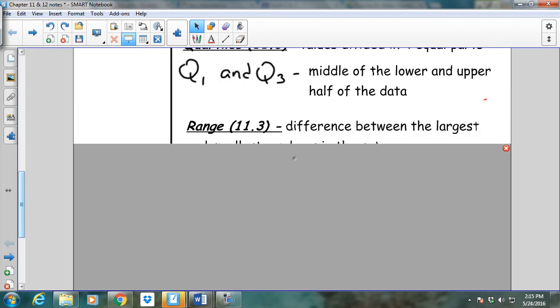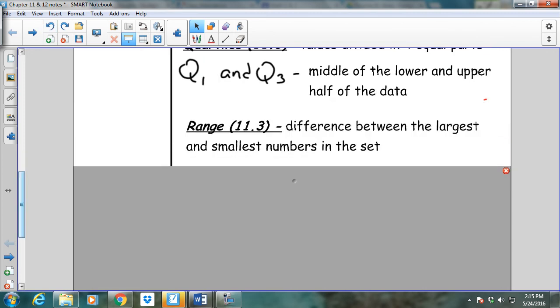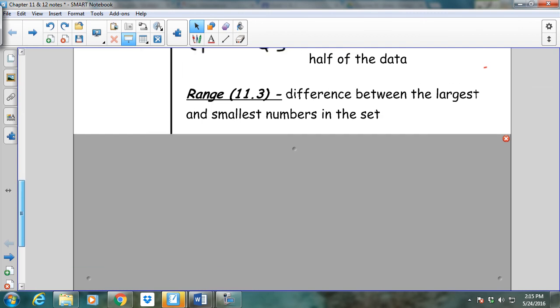So the range, pretty easy to understand, is the difference between the largest and the smallest numbers in the set. So once you have them ordered, subtract the smallest from the largest, and that is your range.